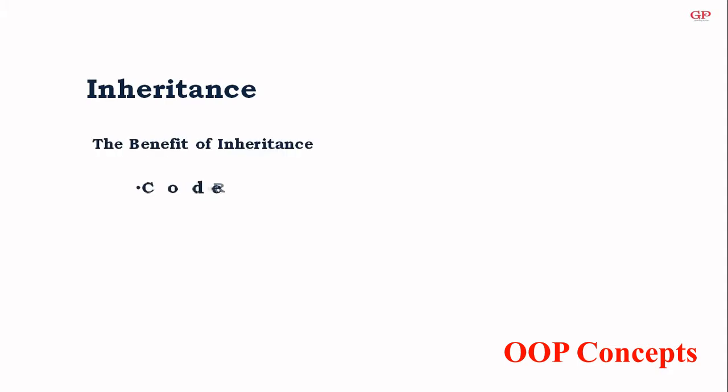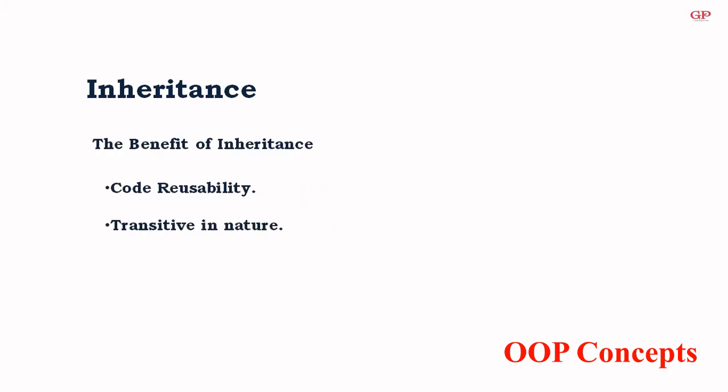Inheritance is a method of inheriting the properties of a parent class into a child class, and that is called inheritance. There are many benefits of using inheritance. The first benefit is code reusability. We do not have to write the code again and again, we just inherit the properties into the child class. The second benefit of using inheritance is that it is transitive in nature.